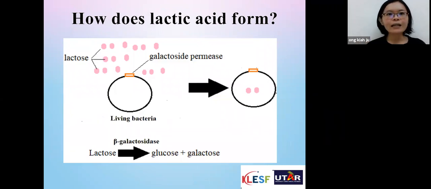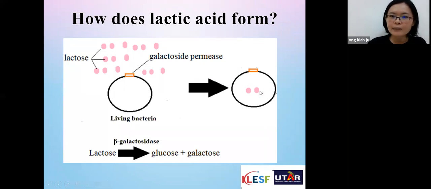lactic acid. Now let's talk about how lactic acid forms. Let's look at this picture. This diagram is showing a living bacteria. On the surface of this living bacteria, there is one kind of enzyme known as galactoside permease. This galactoside permease makes the membrane of the bacteria permeable to lactose. Lactose is a kind of sugar found inside the milk. So with the presence of this enzyme, the lactose can go inside the bacteria.